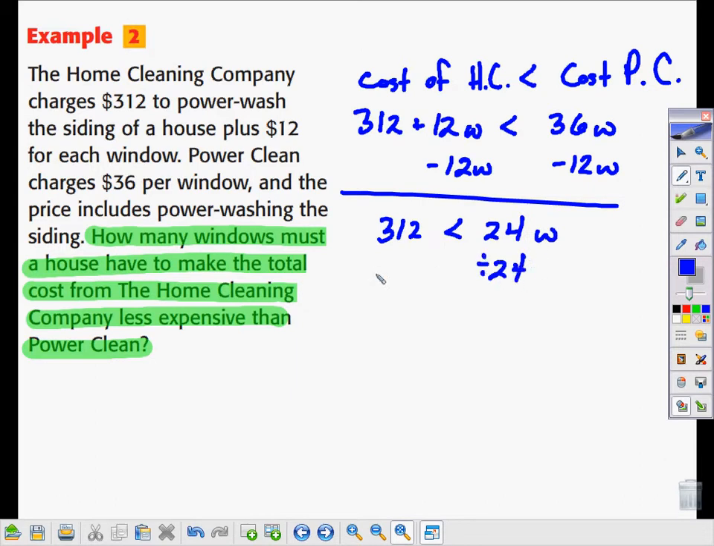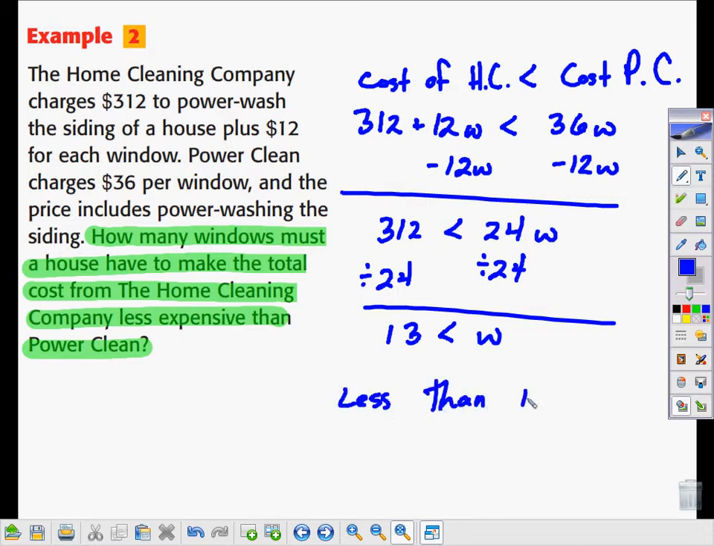Divide by 24. Let's see, that gives us, let's do some mental math here, 1 and then 13, so W. So we have to have less than 13 windows, and 13 windows for the price of the home cleaning to be less.